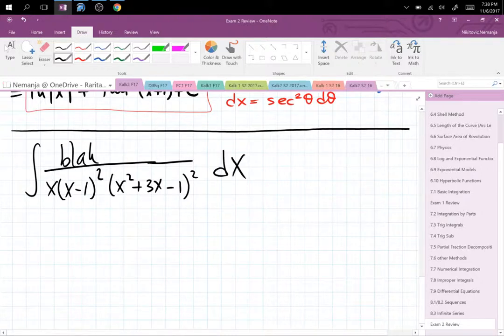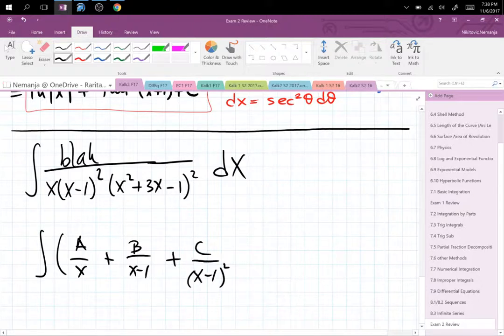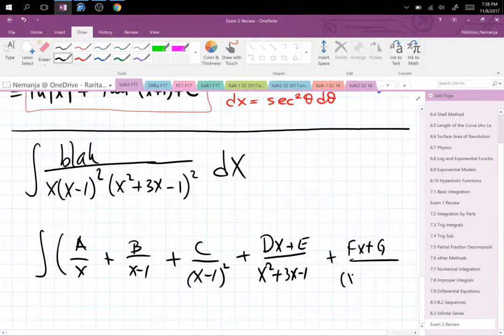So that's how the problem would look. Now, whether I'm going to type blah or not, I don't know, because you're not solving this, so you don't need to know what's up there. It doesn't matter. You are simply setting this up as A over x, that's linear, plus B over x minus 1, plus C over x minus 1 repeated, plus now Dx plus E, because this is quadratic, and then you have one more for repeated quadratic and you're done: Fx plus G over x squared plus 3x minus 1. And there you go, done.